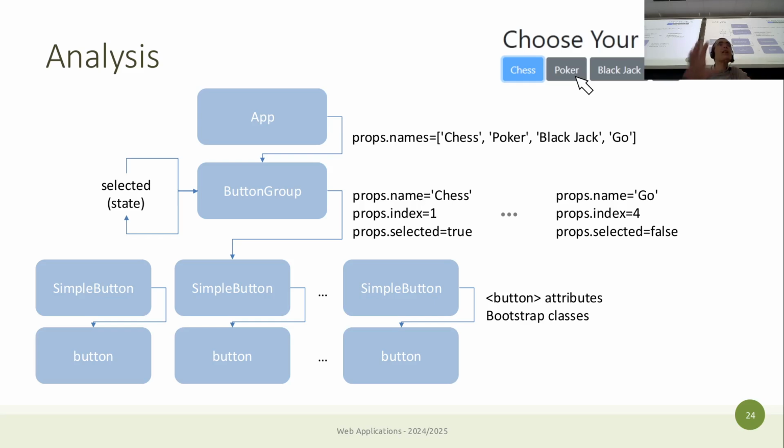That's a design issue. We need to decide how to pass the information: an index, a name, a string, a boolean like selected or not, and so on. And depending on the props we receive, we will render either as selected or unselected. Okay, good. So that's the structure.